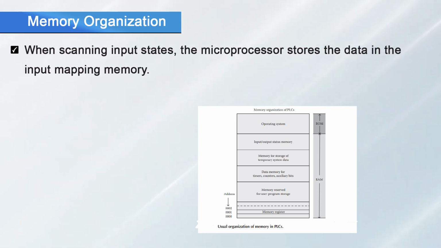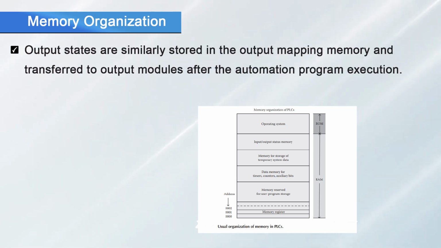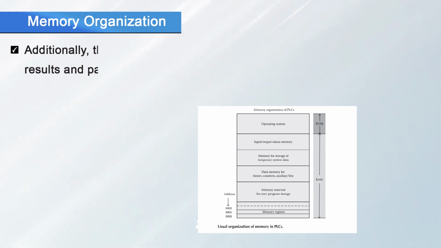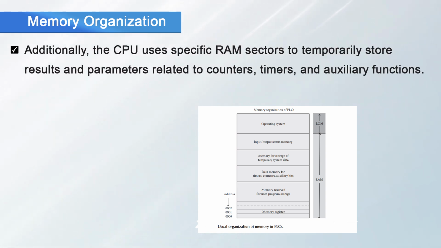While the input scanning continues, the microprocessor stores the data in the input mapping memory, and the output states are similarly stored in the output mapping memory. Next, the output states are transferred to the output modules after the automation program execution. Additionally, the central processing unit uses specific random access memory sectors to temporarily store data results and parameters related to the counters, timers and auxiliary functions.